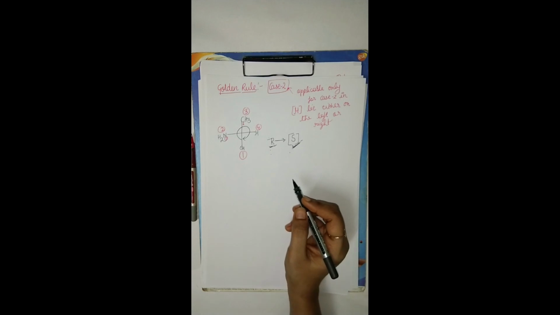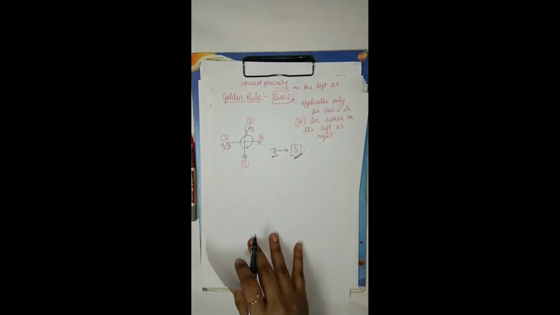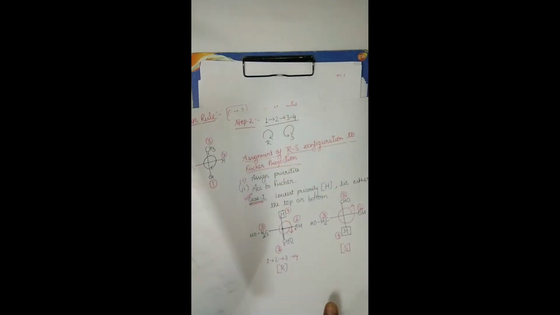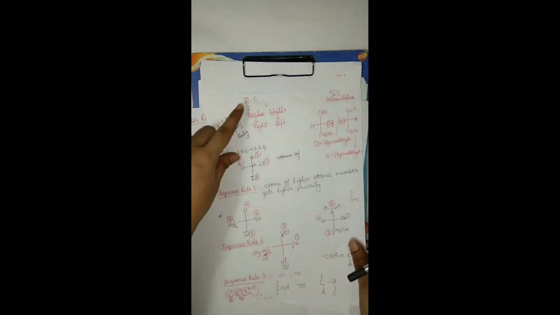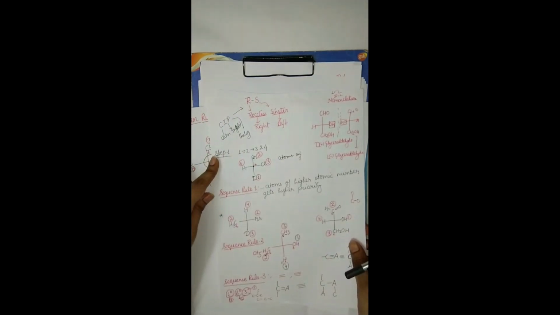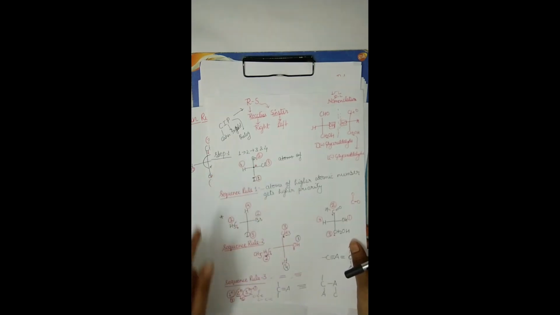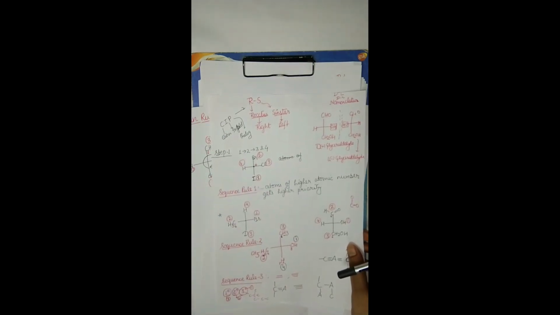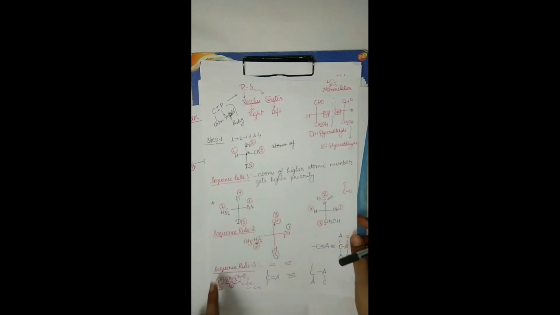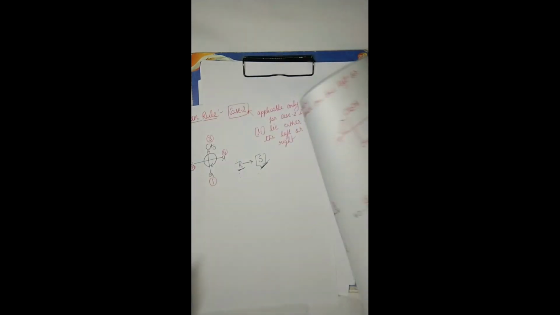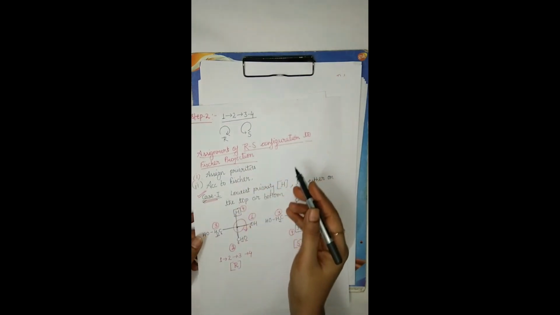Okay students, you got my point. This is all about your RS nomenclature. Okay, once again I am revising. This is the RS nomenclature. This is step 1. You have to mention 1, 2, 3, 4 numbering according to sequence rule number 1. Sequence rule number 2, if the same groups are attached. Sequence rule number 3, if double bond or triple bond is attached. And this is the assignment of RS configuration.